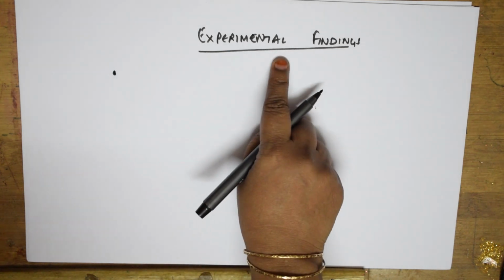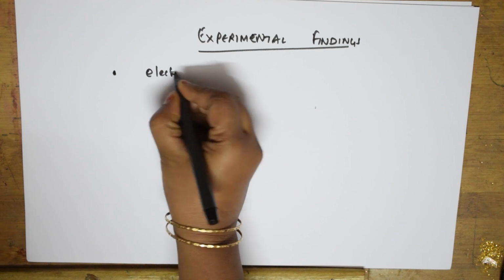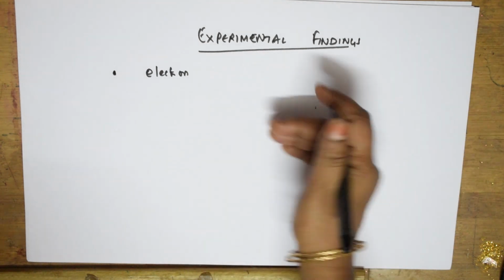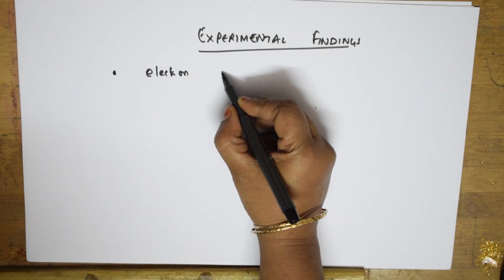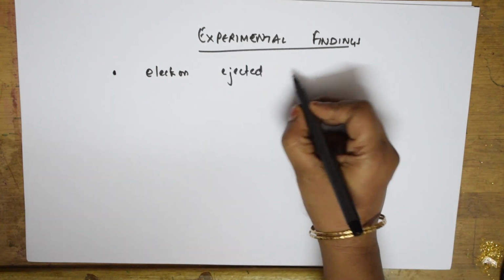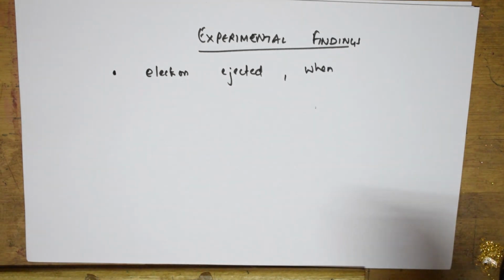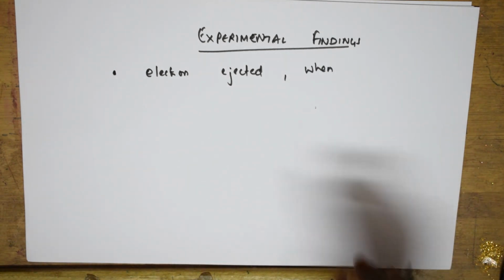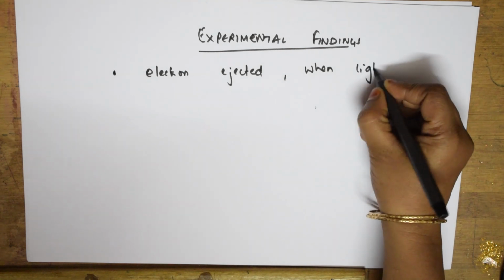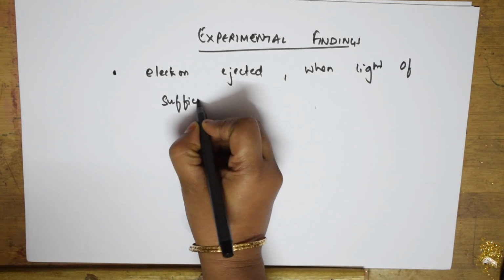First of all, according to the experimental setup, the electron is ejected only when, first important, the electron has to come out, isn't it? Electron, when did it eject? Ejected means just coming out. When, what is the condition? When light of the required frequency, when you send light of a certain frequency only. So when light of sufficient energy, let us take one example and see.